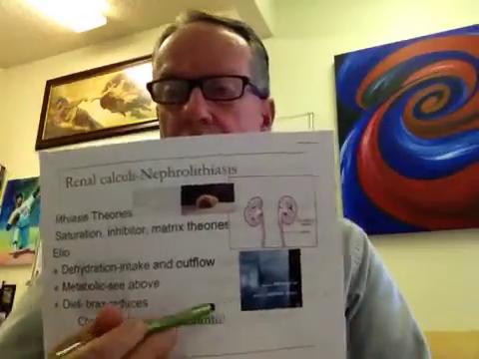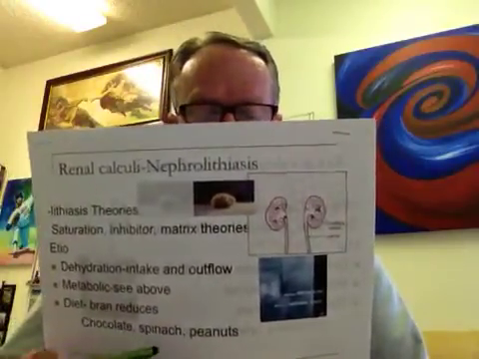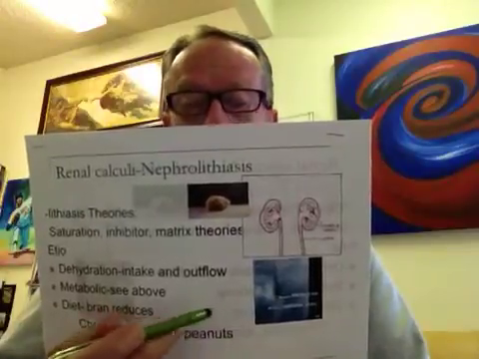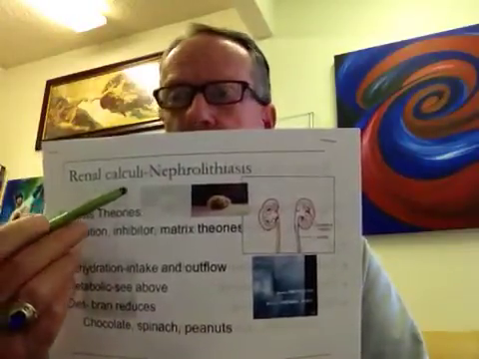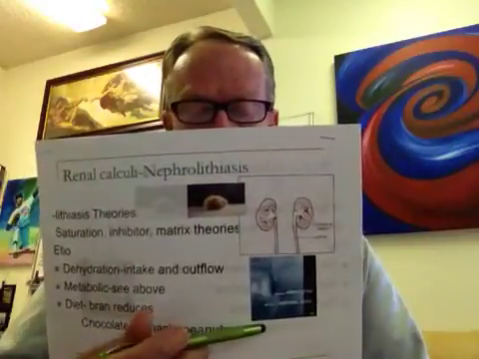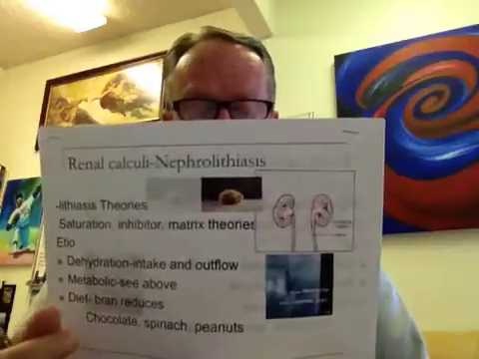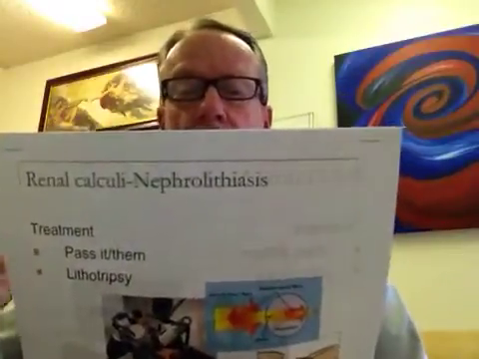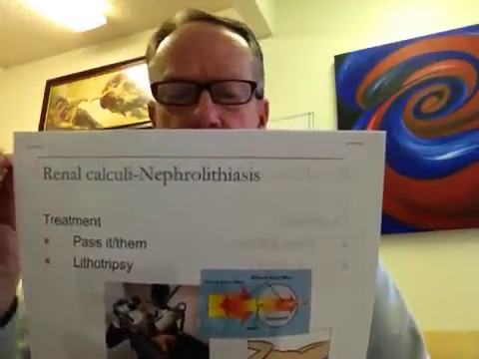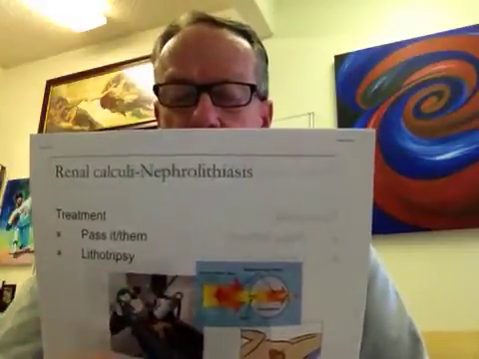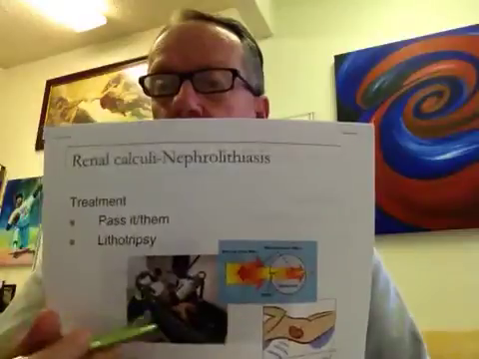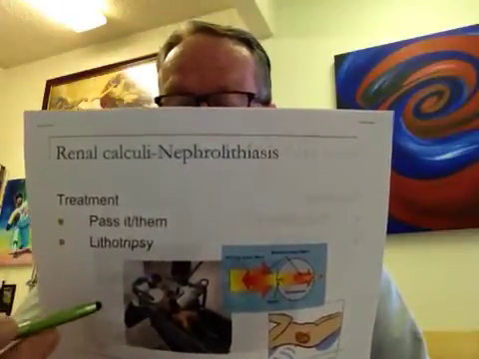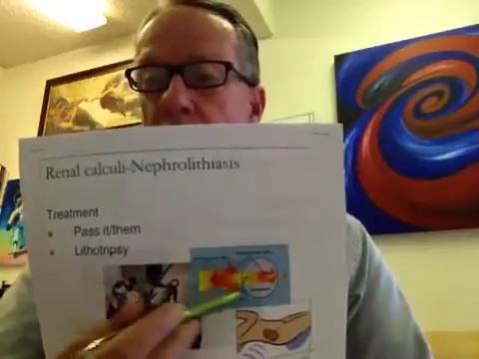The dietary adjustment for this is bran reduces, in other words, fiber in the diet reduces the formation. Chocolate, spinach, and peanuts can increase the formation of lithiases. Like in the cholelithiases, if a lithiasis becomes so large that it can't be passed, then lithotripsy is utilized to break down the size of the stone. And here's a schematic of how that happens.